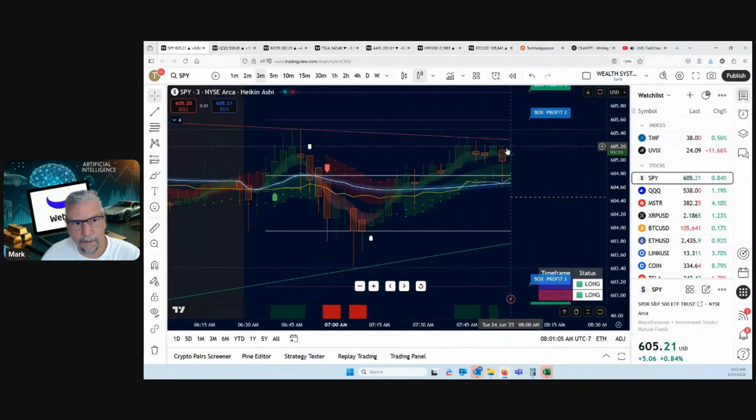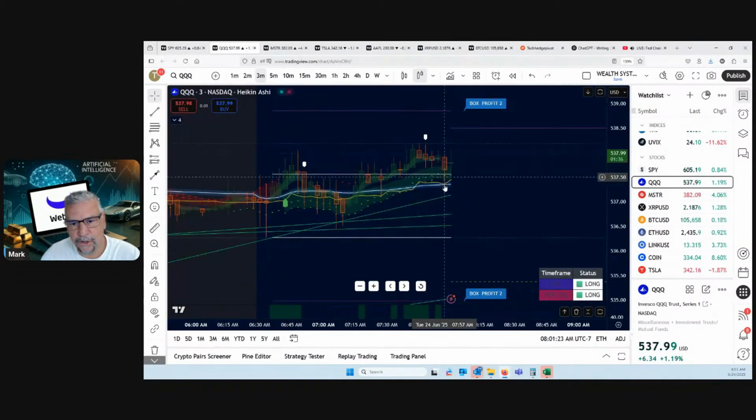Right. So again, SPY is continuing to retest. We got some consolidation. Very, very nice retest to the support.